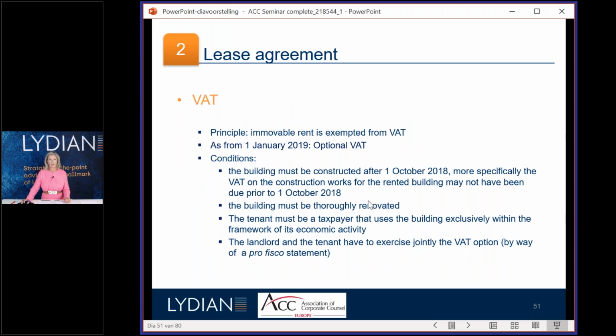VAT, a final topic or point of attention with respect to the lease agreement. This is quite recent. I would just like to point out that as from the 1st of January 2019, it is possible for the parties to apply VAT to a lease agreement. Of course, certain conditions will have to be fulfilled, and please note that the landlord and the tenant will jointly have to exercise this option.